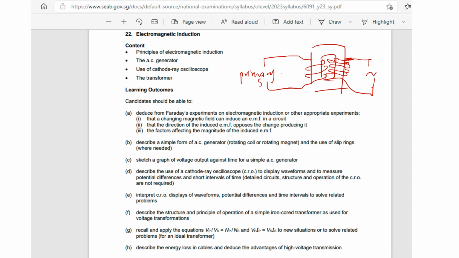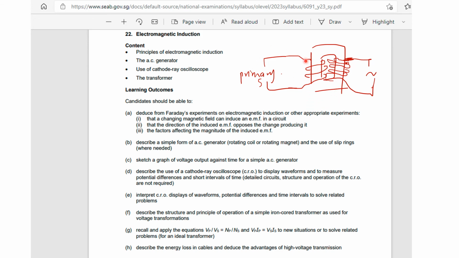So for a transformer, what it does is it can either step up or step down a voltage. If there are more coils in the secondary coil, because if you look at here, there are more coils here, so this is the secondary circuit. If there are more turns in this coil here, you are actually stepping up, so you will increase the voltage. Conversely, if you have more turns in the primary coil than in the secondary coil, then it will be a step down transformer. In other words, you are decreasing the voltage. All right. So how does a transformer work?